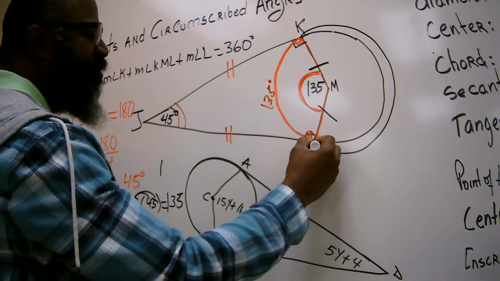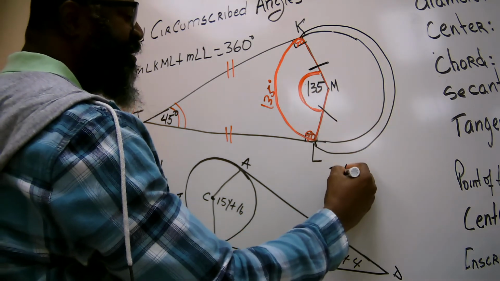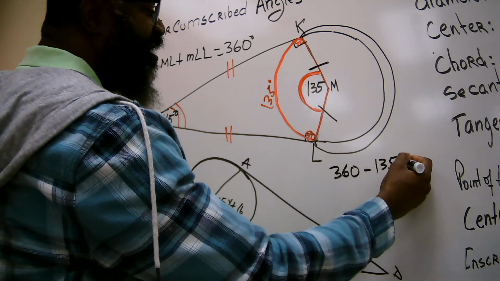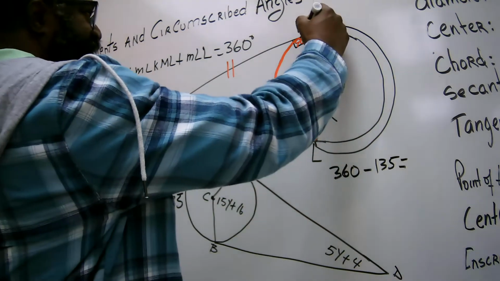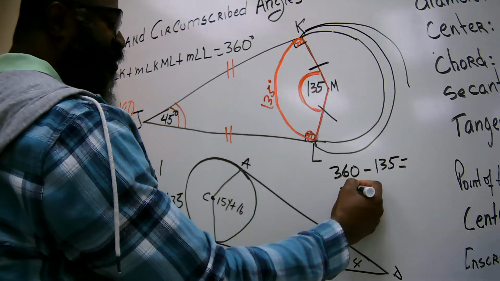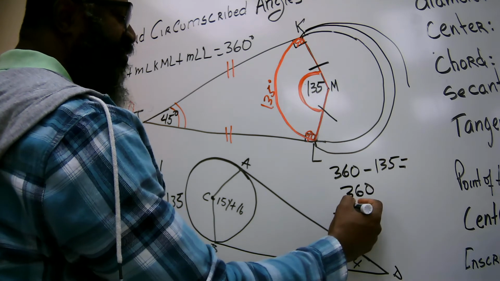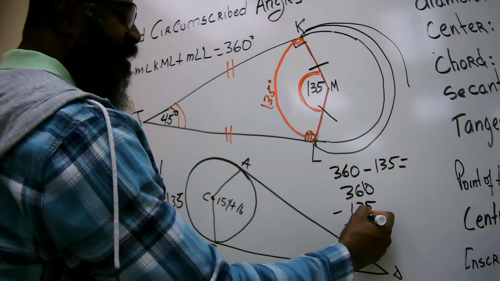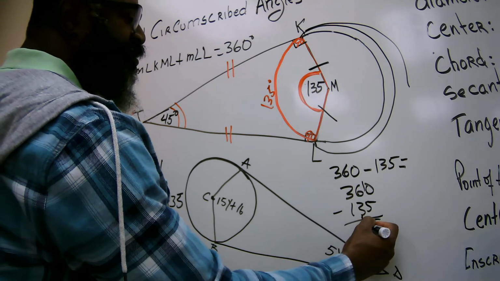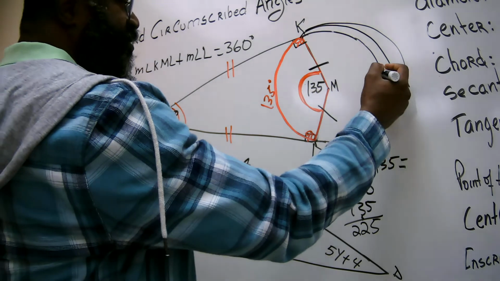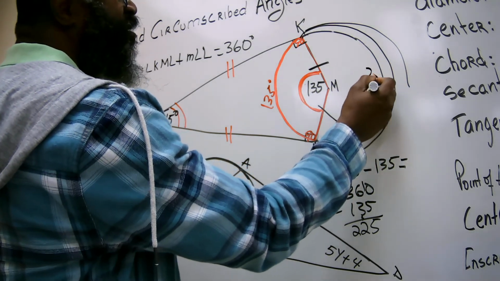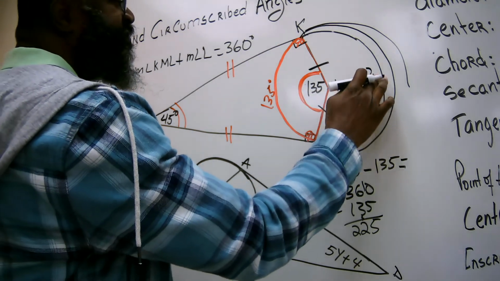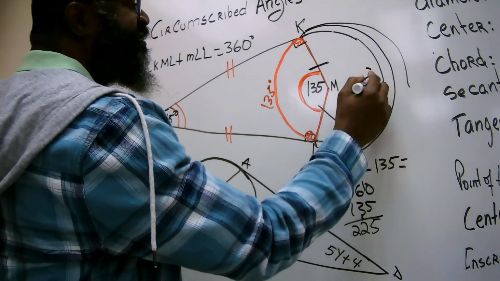So that's going to come in another lesson. That will be 360 minus 135. That will tell you how much this arc is. This is how powerful that math is. Then you subtract from there. That will give you 225. Therefore, this other part of the circle will be 225 degrees. Right?